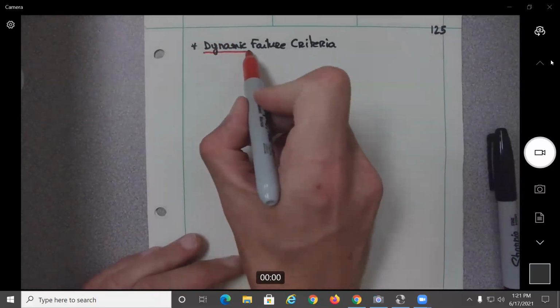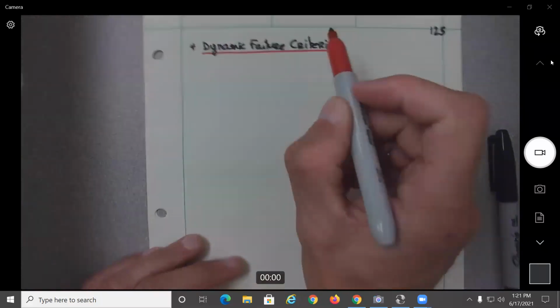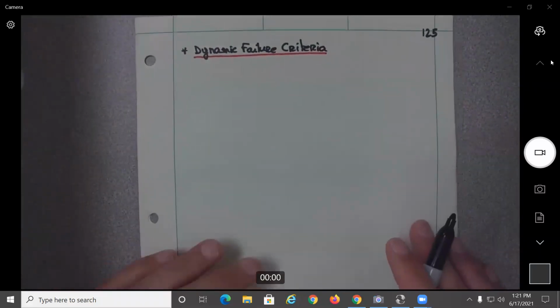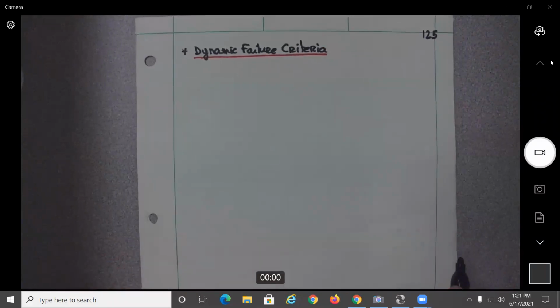And we did one for the design of a shaft. I don't know if you remember, but we did that. We did one. Okay, so let's start over here.